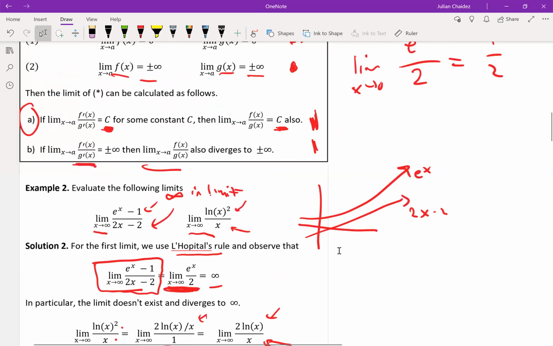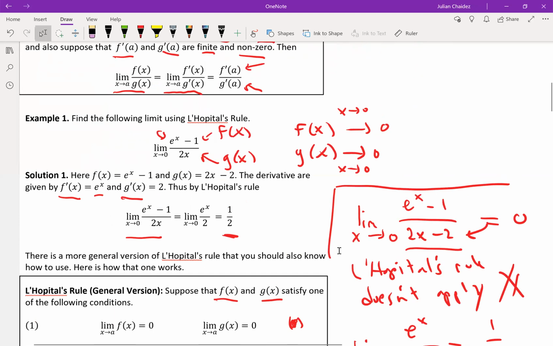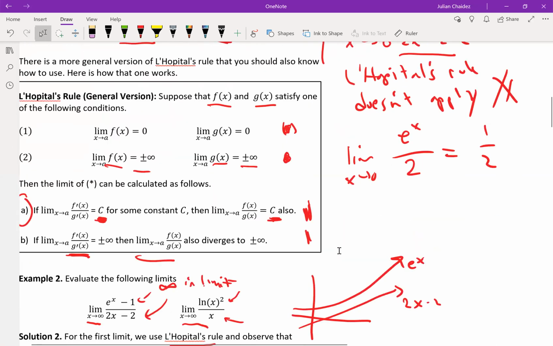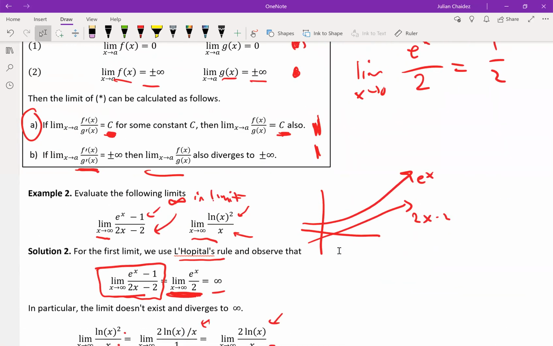Does anyone have any questions about L'Hopital's rule, the simple one or the complicated one, or either of the examples I did? Questions? You can unmute yourself if you want. I was just asking you guys to do it for noise purposes. Okay.